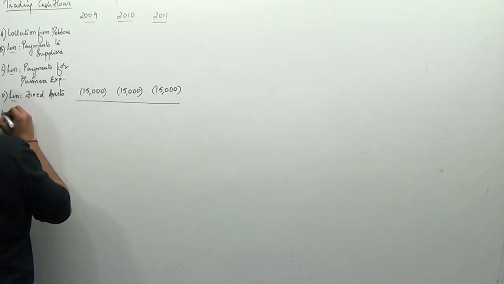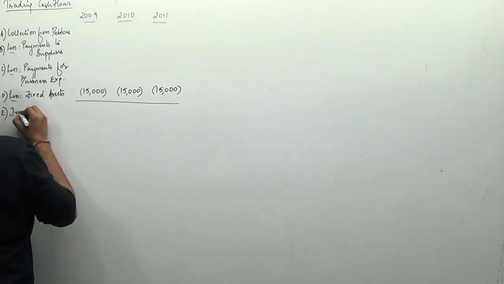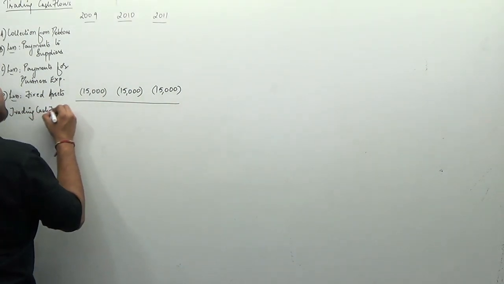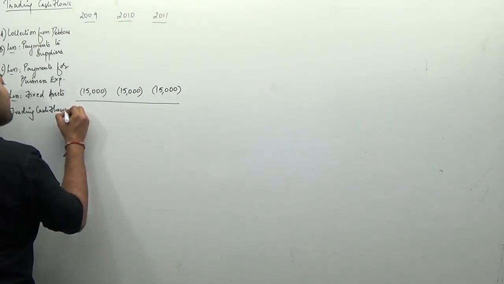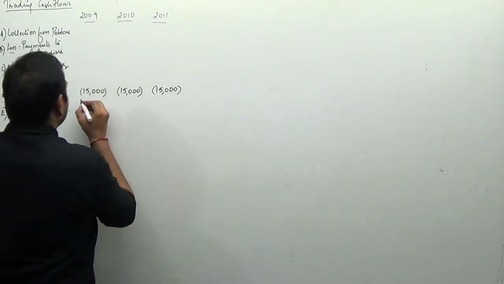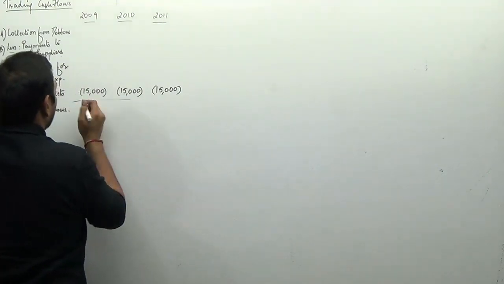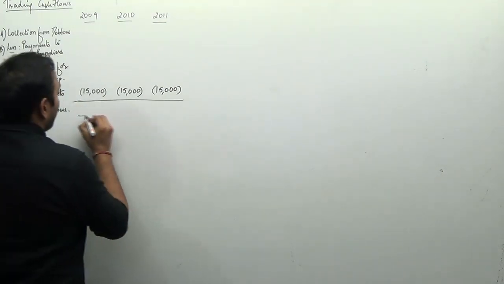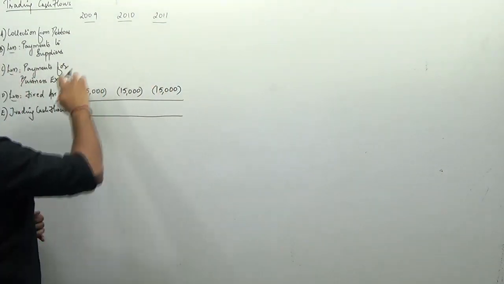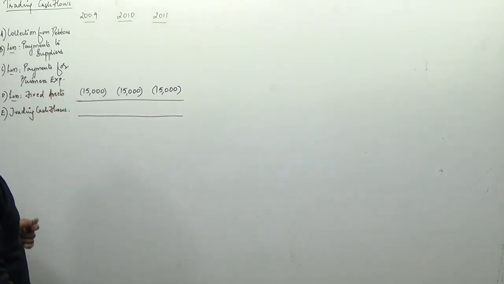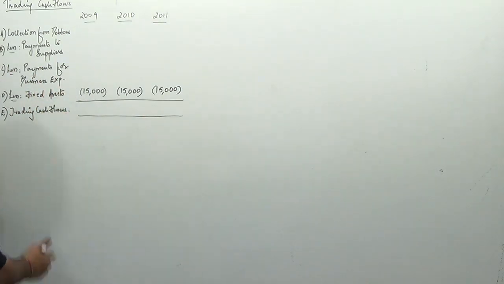This will give me trading cash flows. So I need to fill up three figures. First one, collection from debtors, payment to suppliers, payment for business expenses. Then I'll get the trading cash flows. Come on, let's start with the first one: collection from debtors.